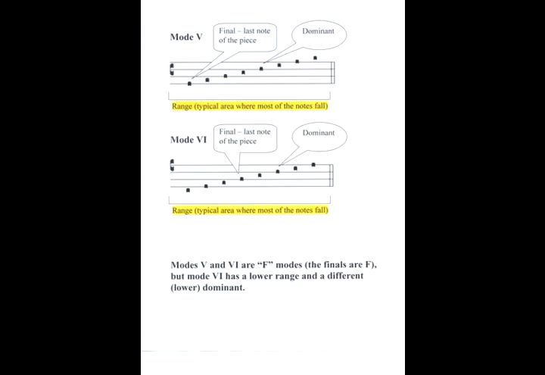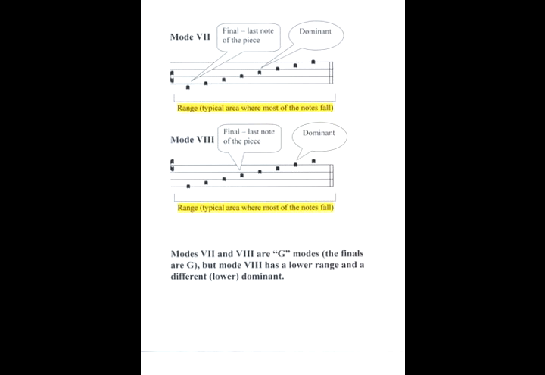For mode 5, the range is F to F, but for mode 6, the range is C to C. For mode 7, the range is G to G, but for mode 8, the range is D to D.